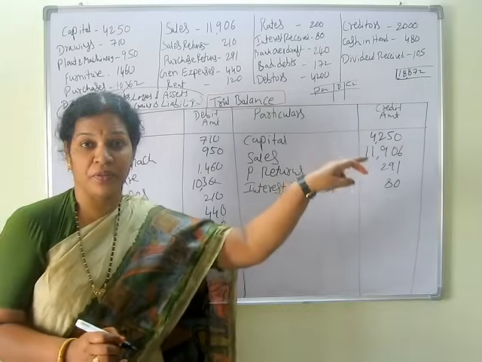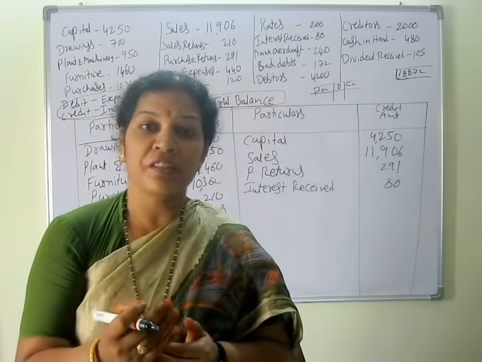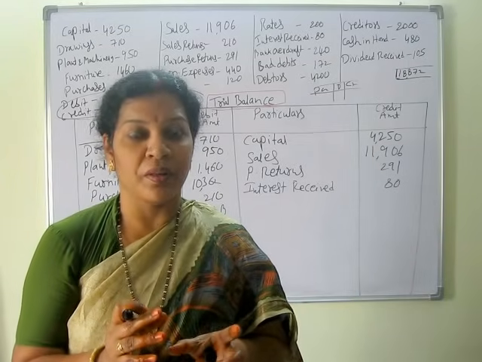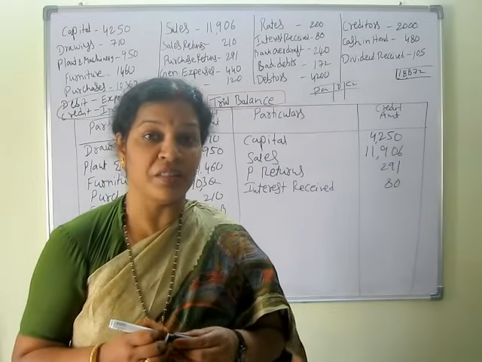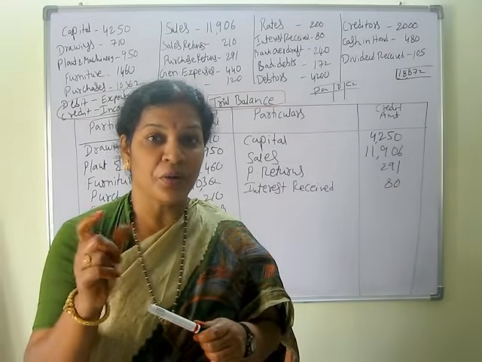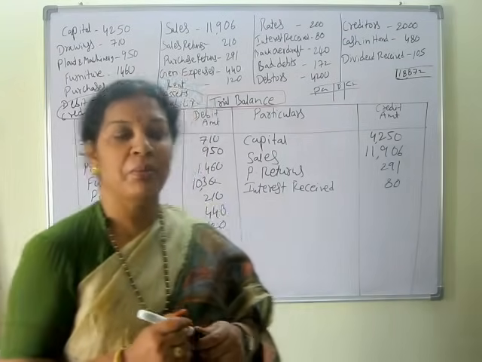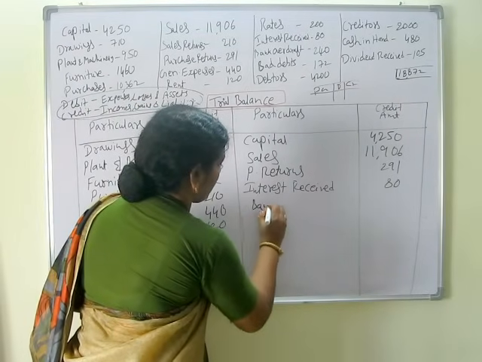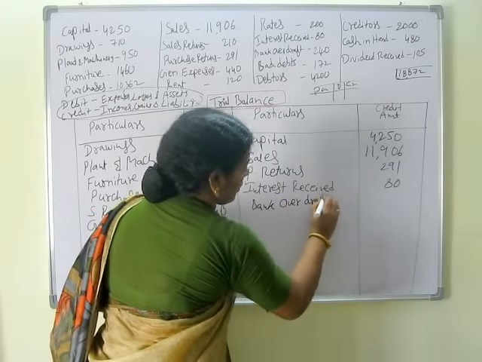Bank overdraft. Bank overdraft means that if we are withdrawing from the bank more than the balance, that is overdraft. It means it's a loan. Suppose in my bank account the balance is 10,000, and I have withdrawn 12,000. The extra 2,000 is overdraft. It's a liability, and all the liabilities will be on the credit side. So bank overdraft 240.